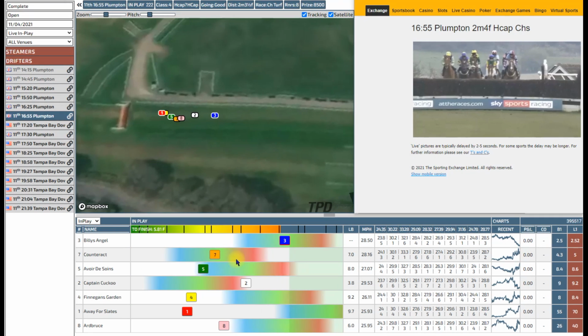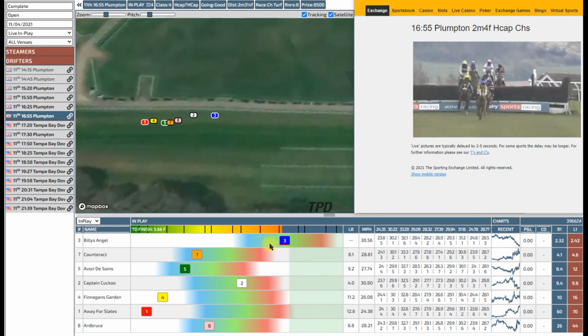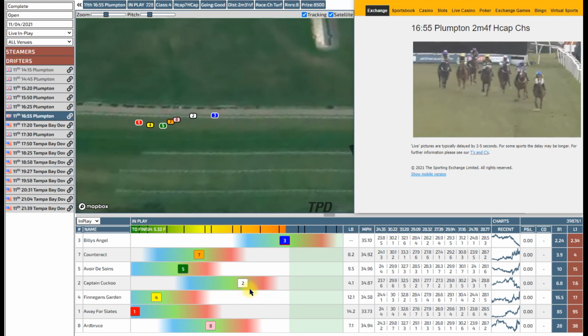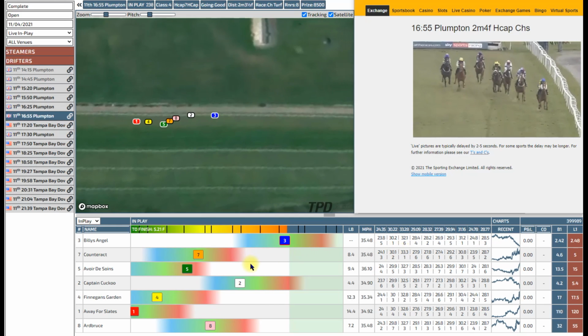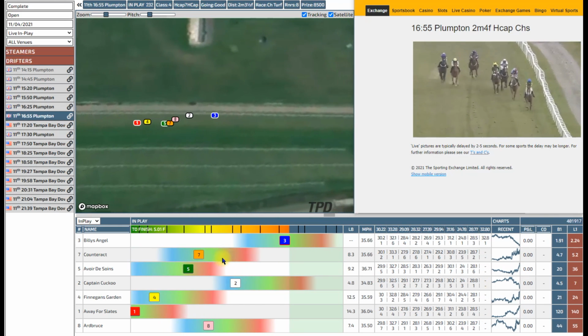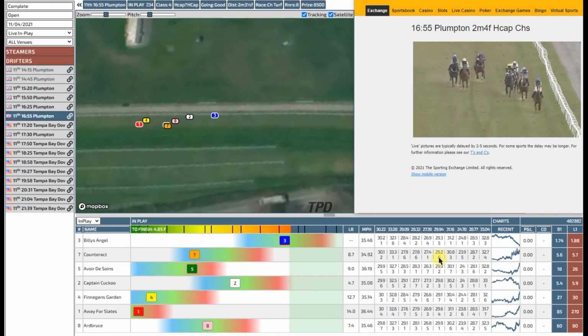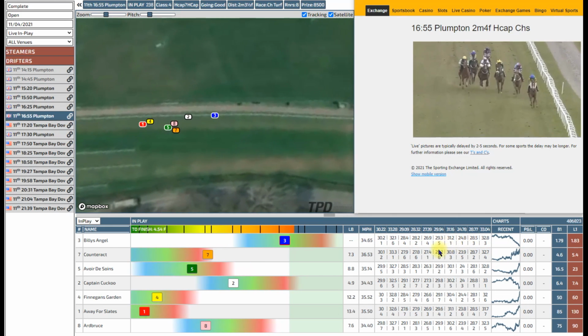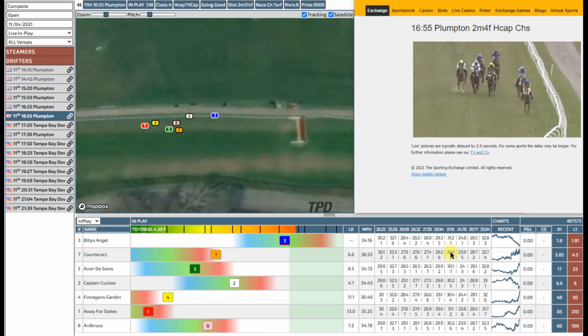Now here we have another example of that later on in the day at the 4:55 at Plumpton, and again over these races I'm just looking for the horse that I can get on late in the race, as late as possible really, to have some sort of value and profit on the bet.